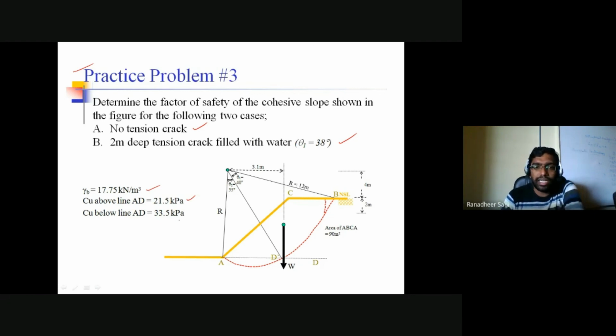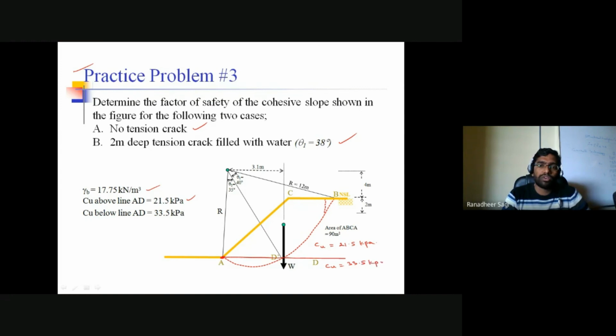Where is that AD line? Look at here. From the toe portion of your slope, this horizontal line, what I am defining is nothing but we are calling it your AD line. Okay. So above the AD line, the Cu value is 21.5 kilopascal. And below the AD line, the Cu value is 33.5 kilopascal.